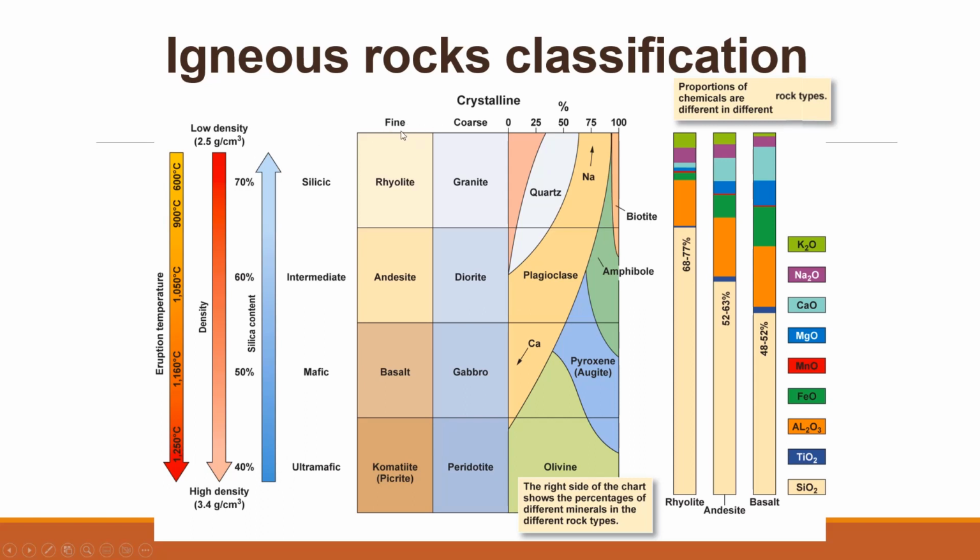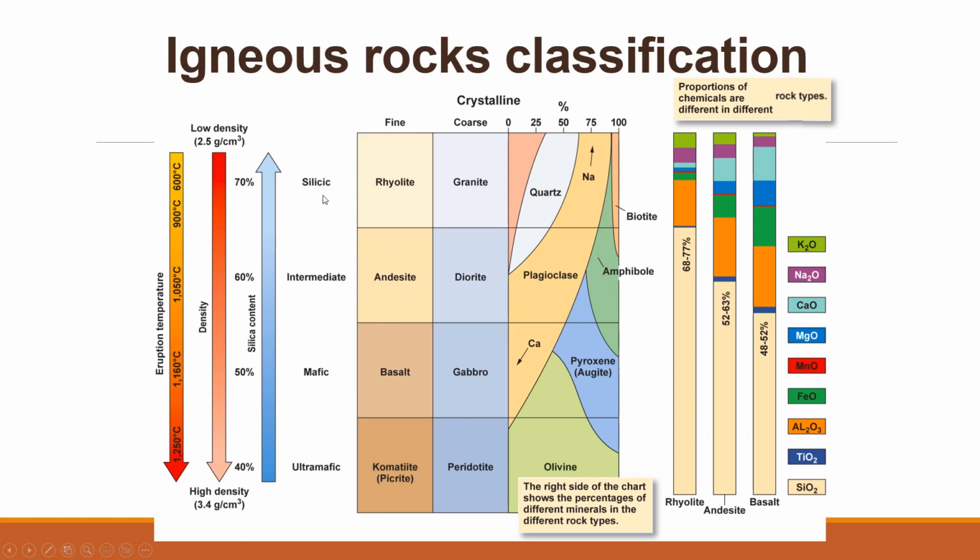Then we have the texture, so fine versus coarse. Inside these boxes are the names. So again, komatiite and peridotite are going to be our ultramafic. And then this side over here, we have the colors indicate the different compounds, and we have rhyolite, andesite, and basalt, which are our felsic, intermediate, and mafic.